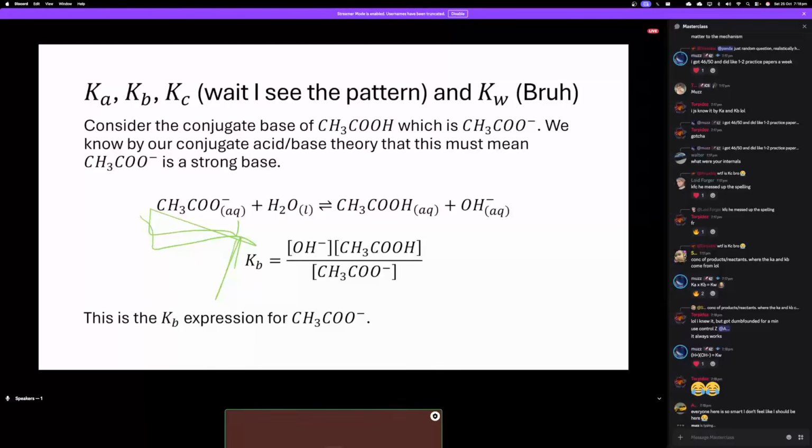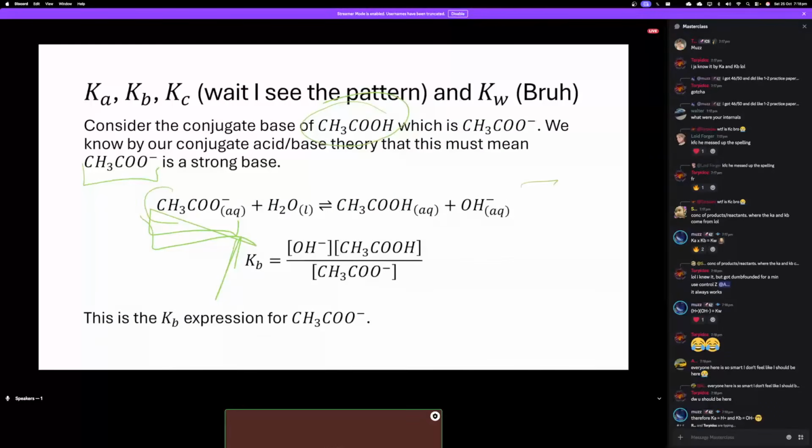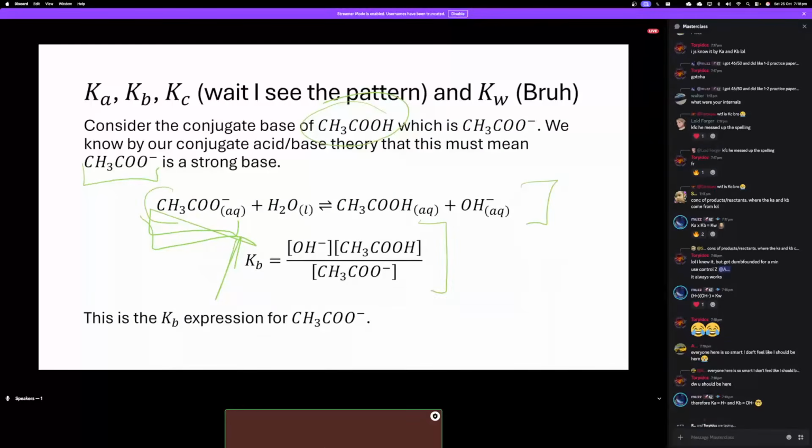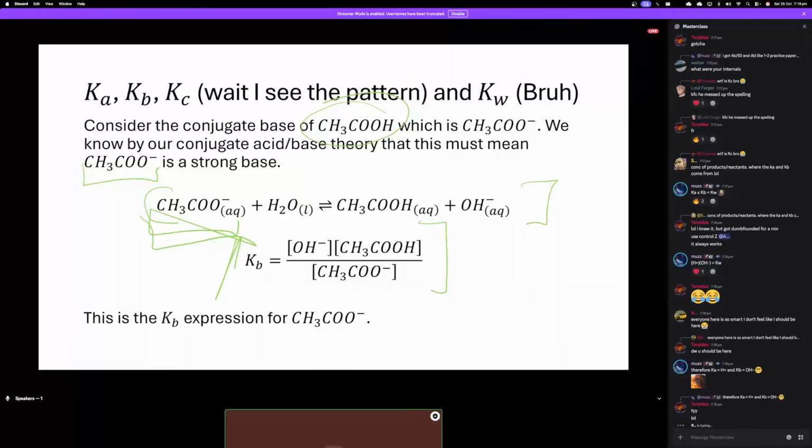So, ethanoate ions is the conjugate base of acetic acid. And here we have the same reaction. It is a base. This is the Kb for our base, right? Hopefully that makes sense. Moving on.